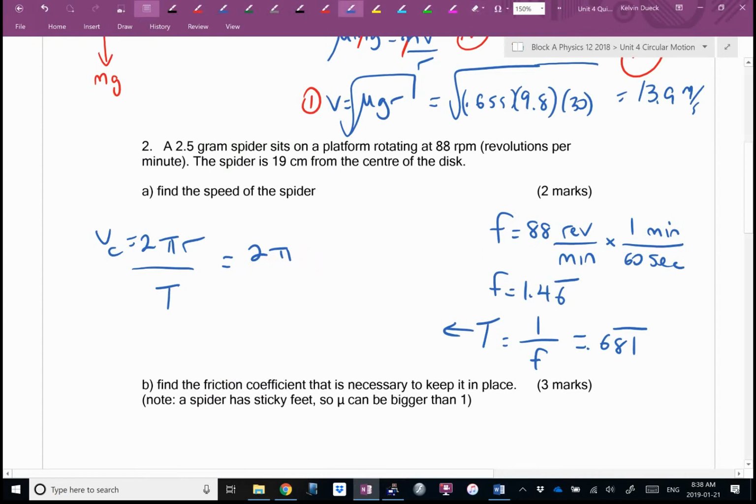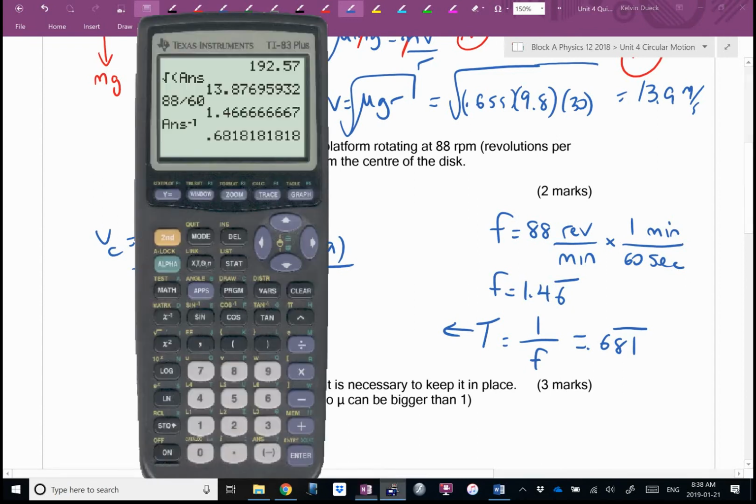So it's going to be 2 pi r, where r is 0.19, divided by the period, 0.681 repeating. 2 times pi times 0.19 divided by the answer. Do you all get 1.75 meters per second?